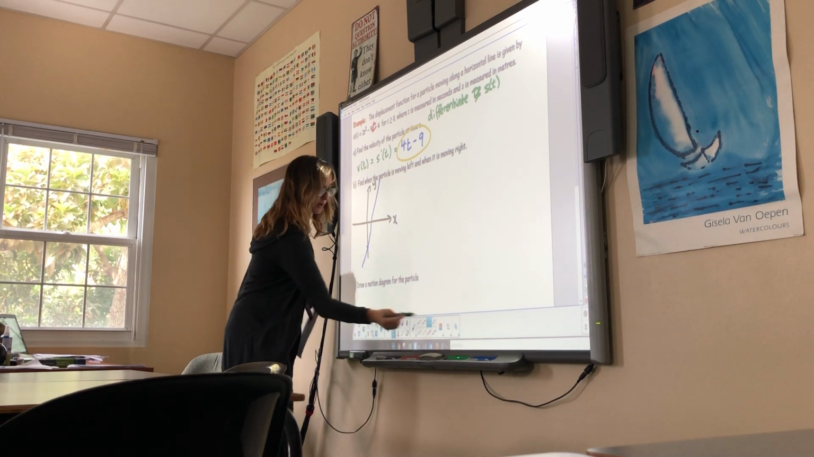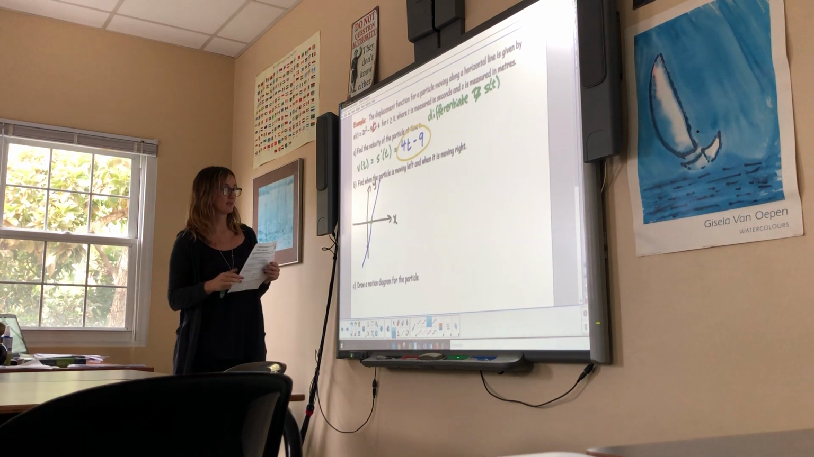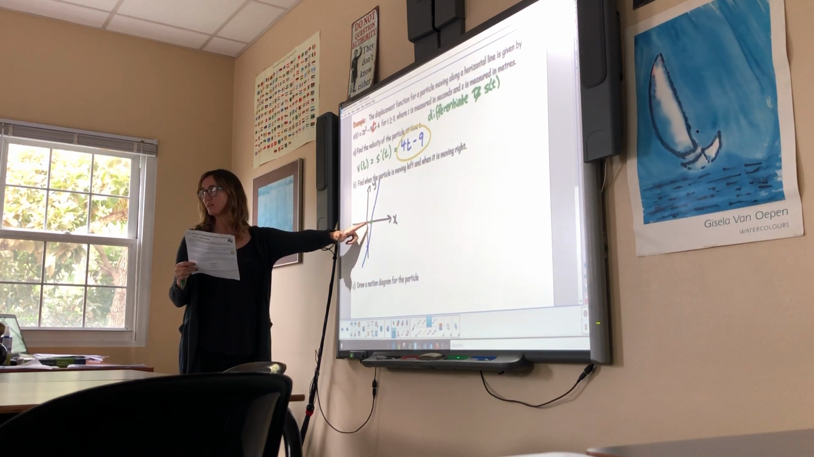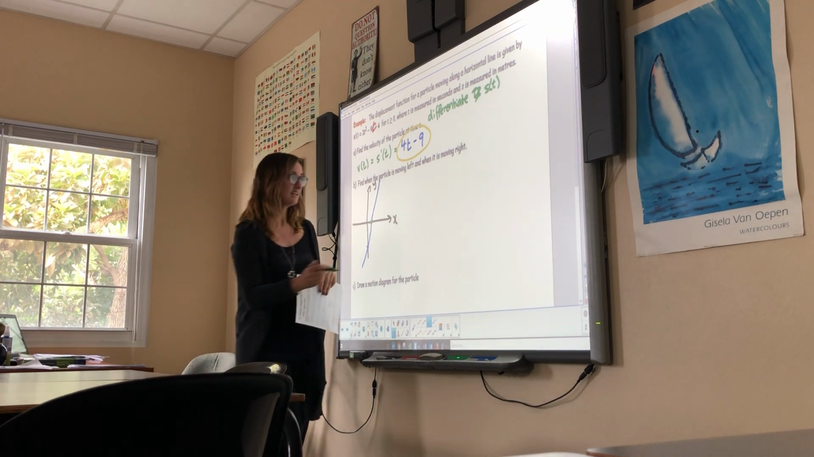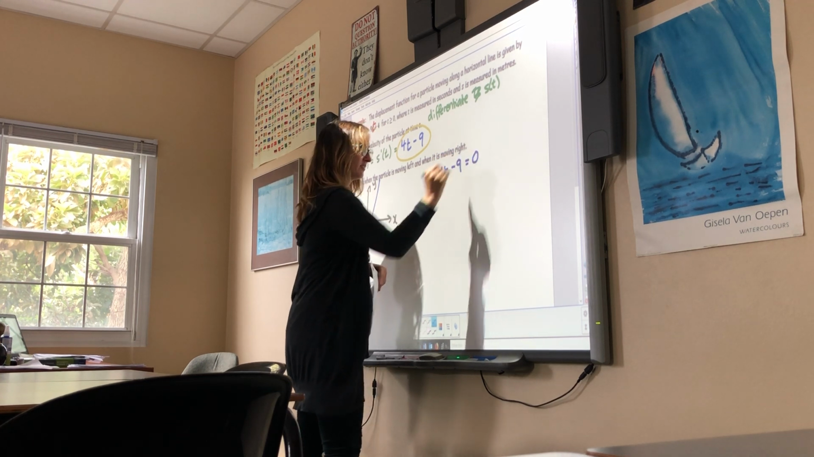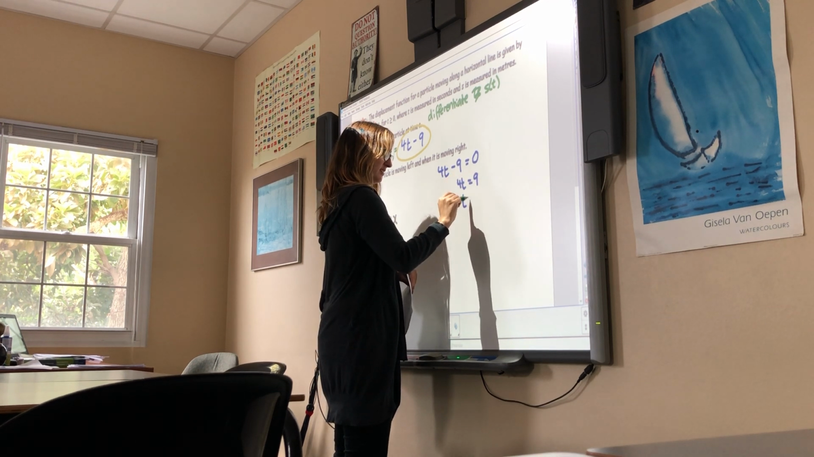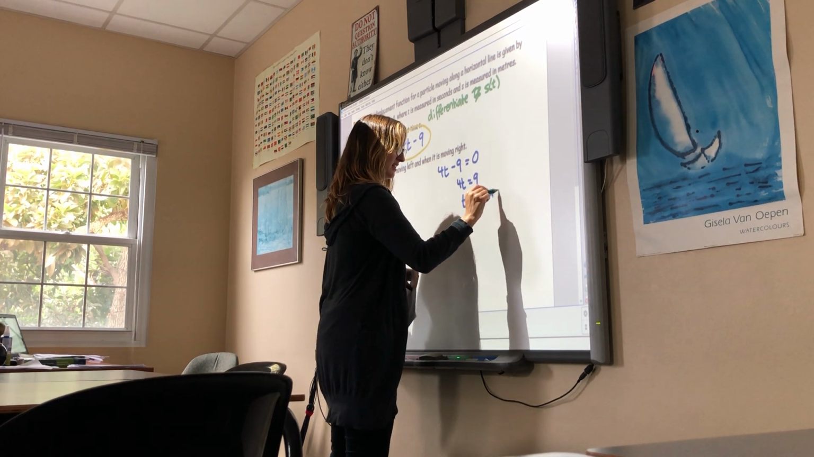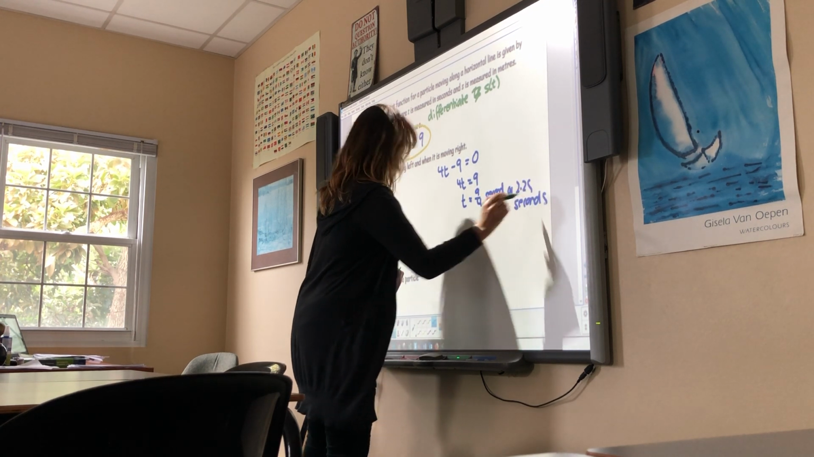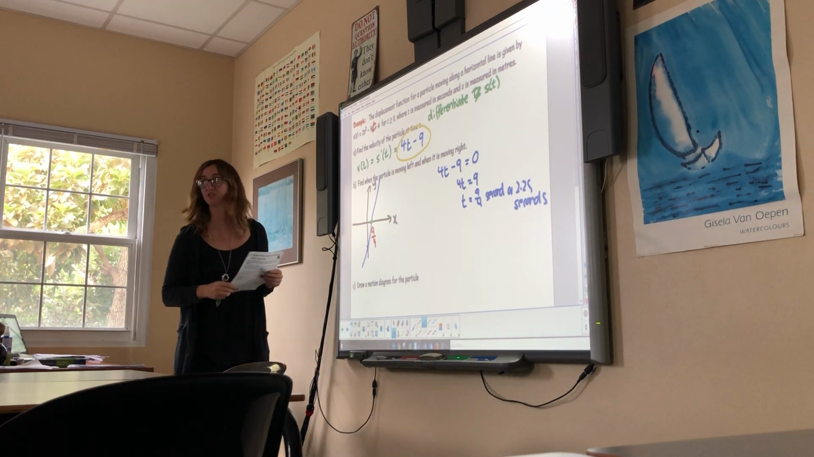What's crucial to know is where the turning point is, where it changes from positive to negative. That's at the x-intercept, or the t-intercept. What is the value of y always at the x-intercept? 0. So take your 4t minus 9 and set it equal to 0. 4t equals 9, so t is 9/4 seconds, or 2.25 seconds, whichever you prefer. That's a helpful little thing to know.